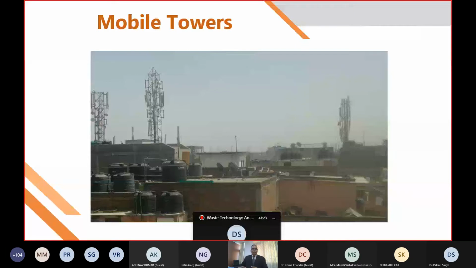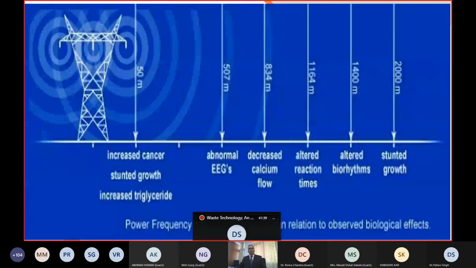So the people in the nearby area will be continuously exposed, unknowingly, to this hazardous RF field. Even you can see transmission lines.